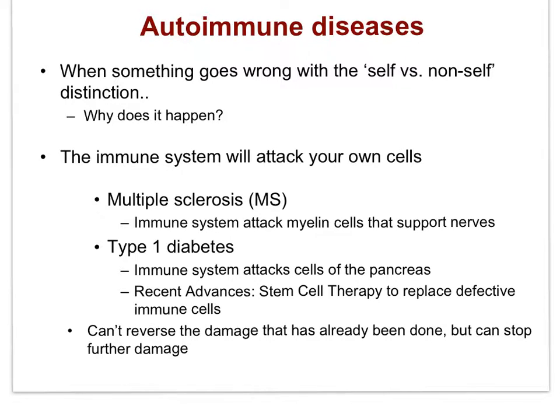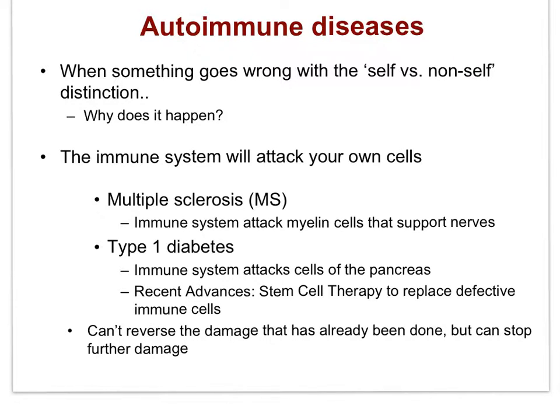There's a slew of them. Type 1 diabetes, not type 2, not the diet one, but the one that usually strikes kids, and they're insulin dependent the rest of their lives because it kills all the beta cells in their pancreas. So they can't make insulin anymore at all.